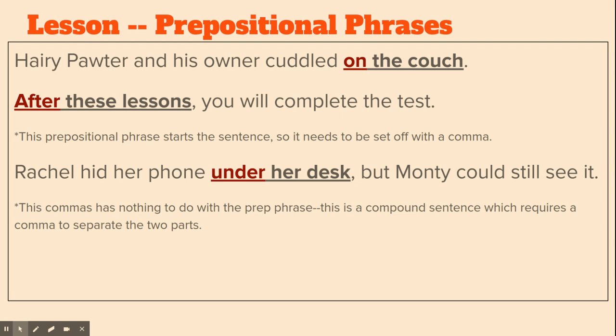Next example. Rachel hid her phone under the desk, but Monty could still see it. Under is the preposition in this sentence, and under her desk is the prepositional phrase. There is a comma in this sentence, but it has nothing to do with the prepositional phrase. This is a compound sentence, therefore it needs a comma.